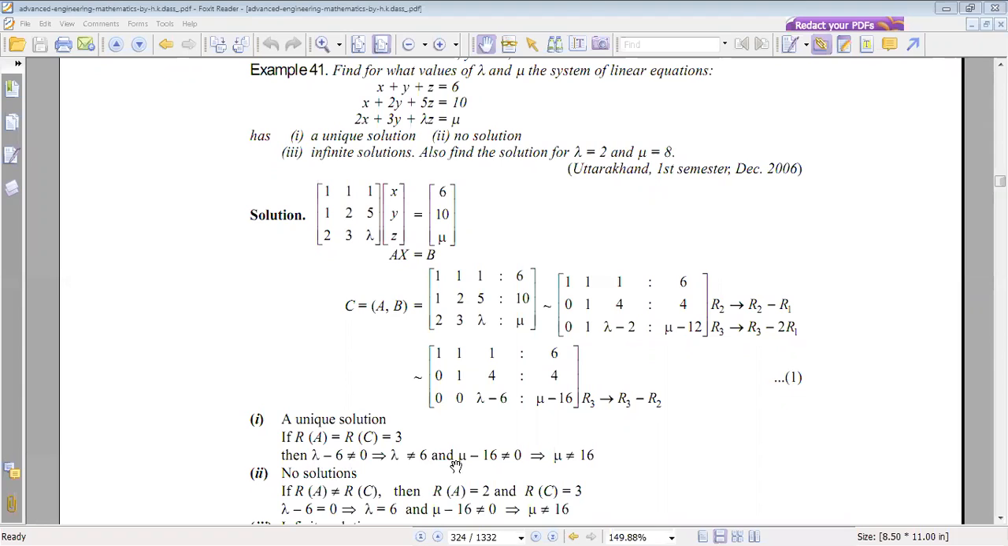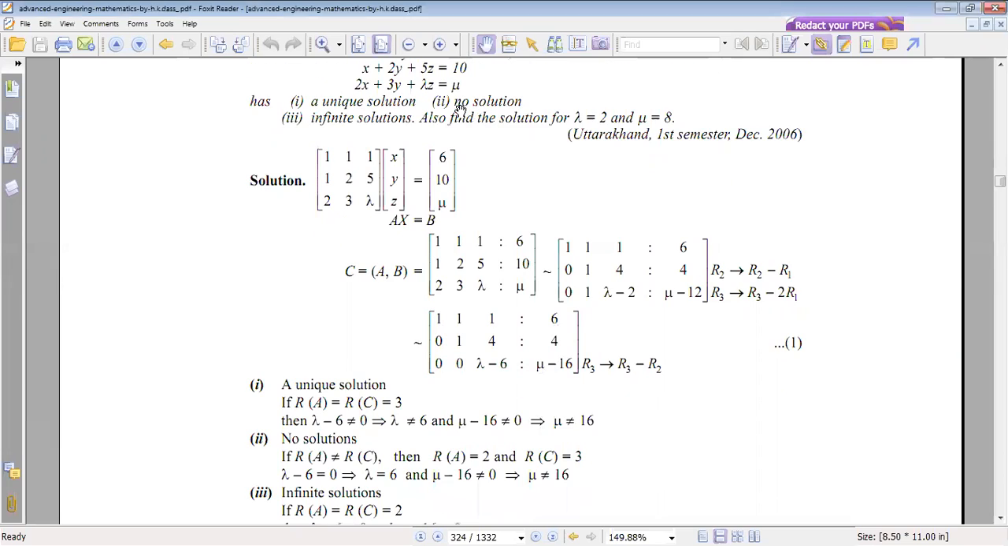Okay. And actually there is no problem if mu minus 16 is 0 also. Then what happens? There is no problem because already the rank of the augmented matrix is equal to 3. So the value of mu can be any value. It can be 16 also, no problem.